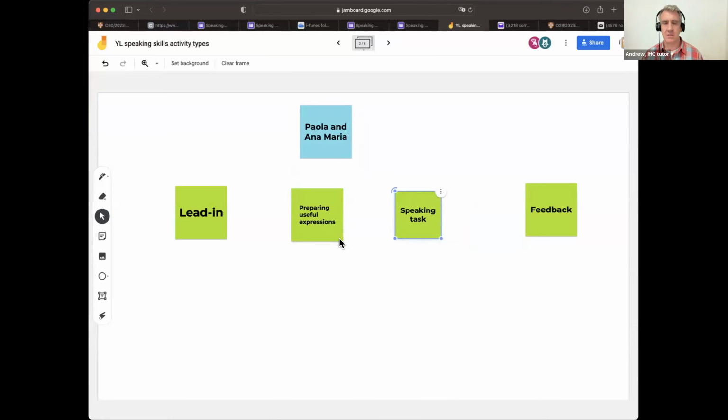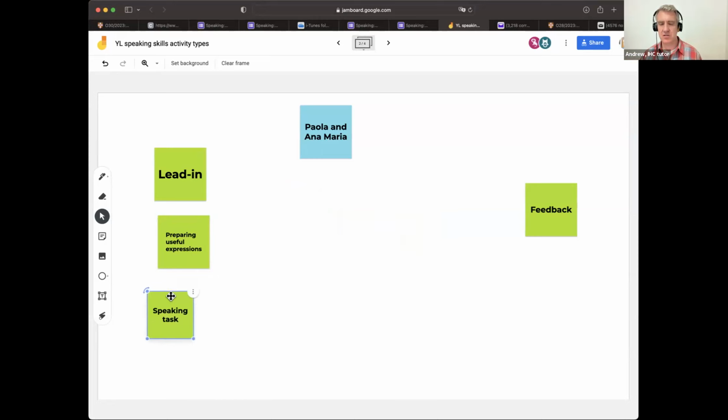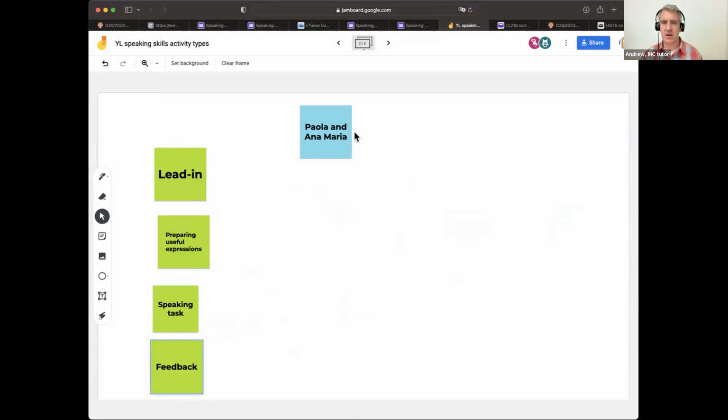So, for a speaking lesson, there's usually a lead-in, like an introduction, to give the students an idea of what they're going to be doing. There's usually preparing some useful expressions. There's usually a speaking task, and there's usually some feedback.